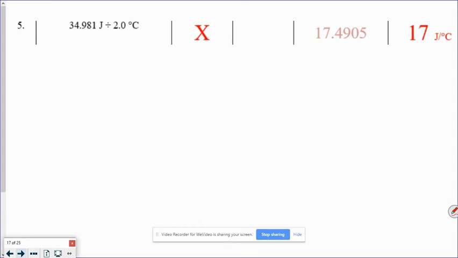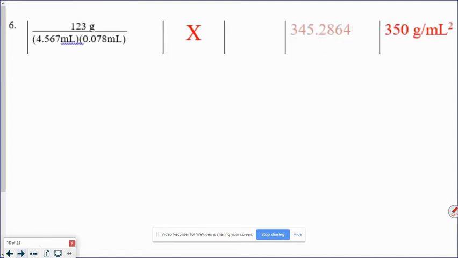This is division. If you do this correctly, you get this for a calculator answer. I have 2 digits. I have 5 digits. My answer can only have 2 digits. J divided by degree C gives you a label of J divided by degree C. J is joules. If you do this one correctly, this is what you end up getting in your calculator.